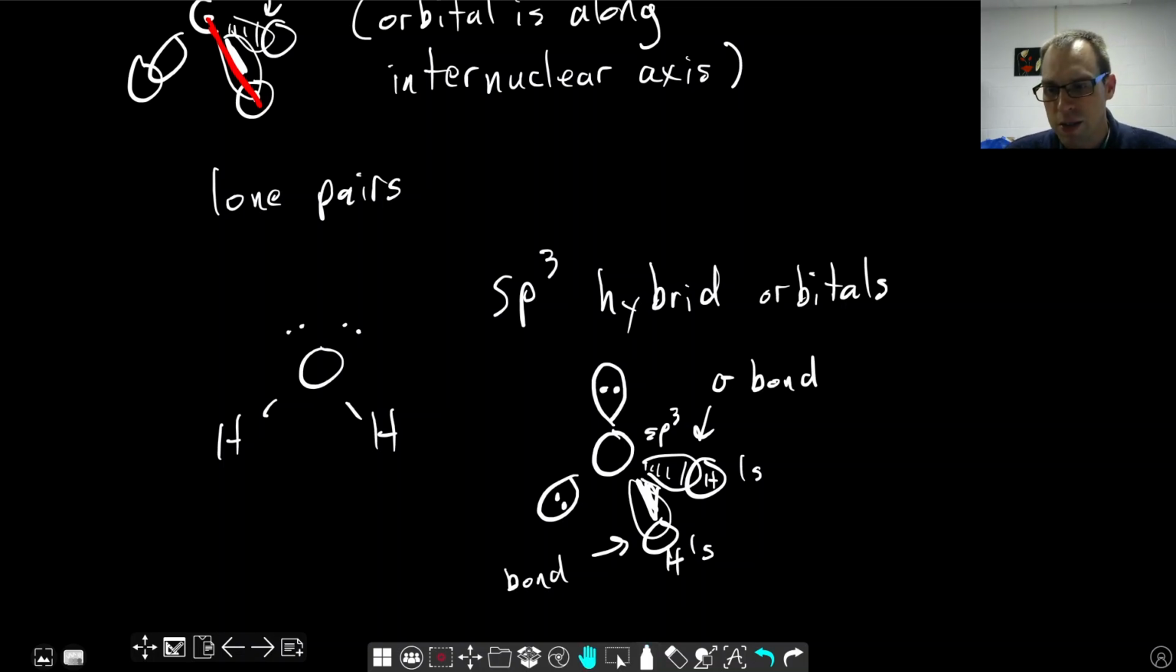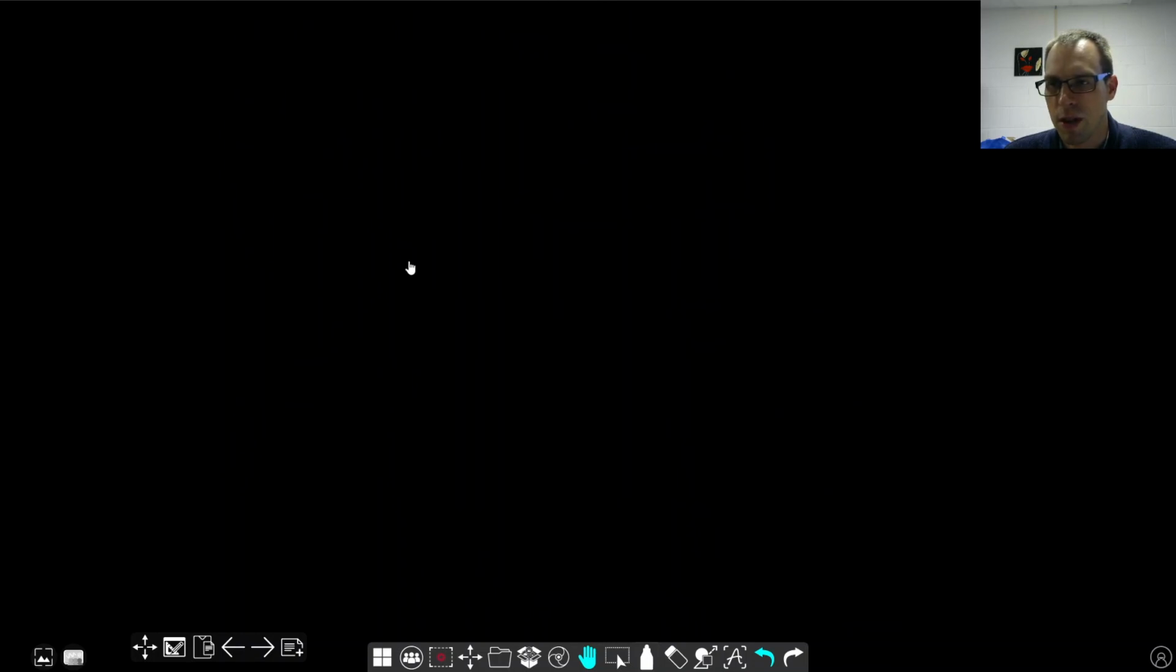But we can look at additional geometries as well. So sp3 hybrid orbitals form these four sp3 hybrids that point in the tetrahedron. We can also think about a trigonal planar geometry.